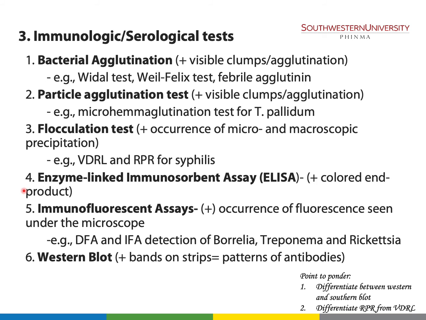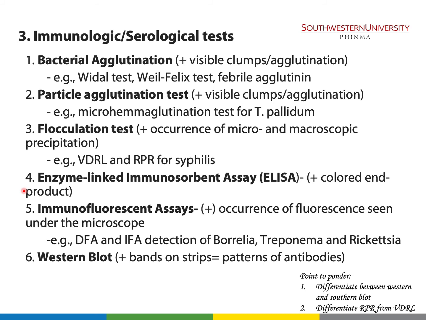Flocculation test. A positive flocculation test is the occurrence of microscopic and macroscopic precipitation or flocculation. It uses a soluble antigen that reacts with the antibody in serum. Common examples are the Venereal Disease Research Laboratory test, or VDRL, and the rapid plasma reagin test. These two tests are commonly employed for the detection of Treponema pallidum, or for diagnosing syphilis, primarily primary syphilis.